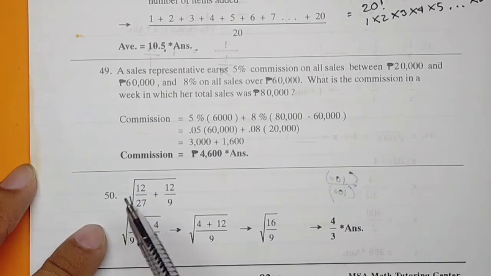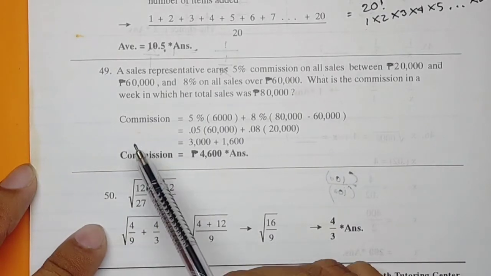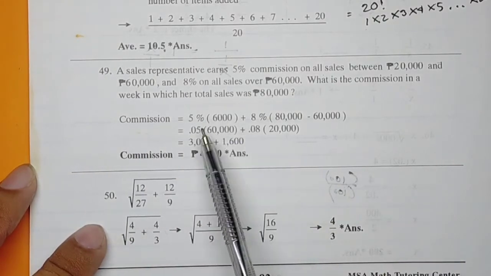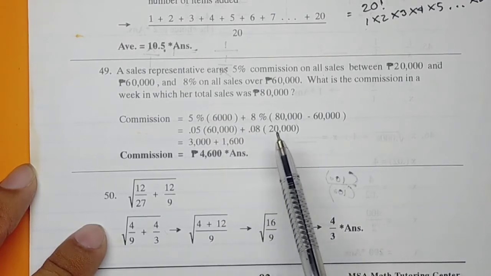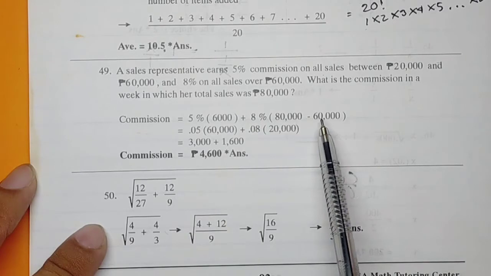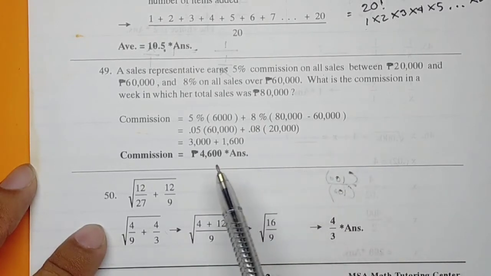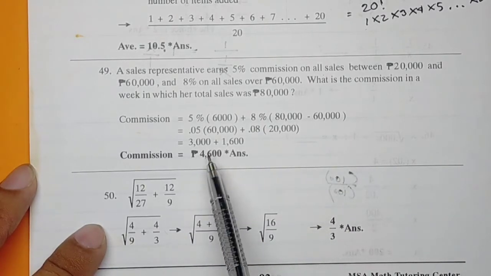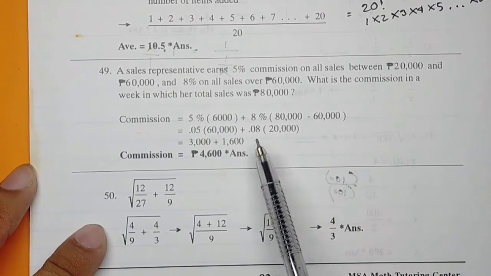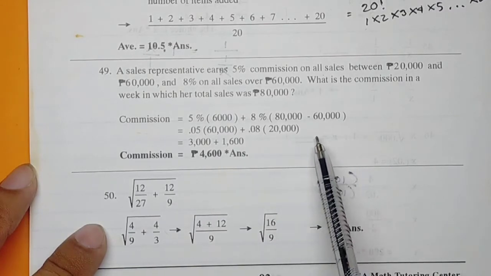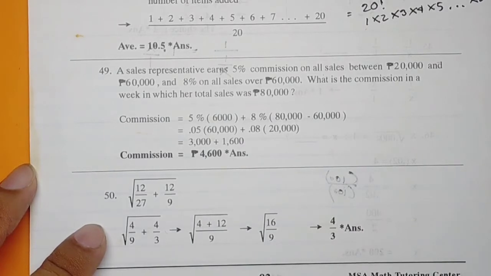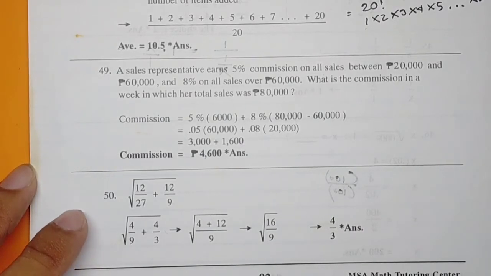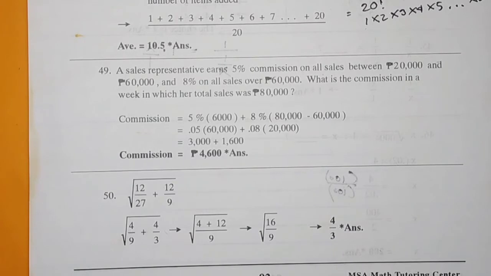So the commission will be represented as 5% of 60,000 plus 8% of 80,000 minus 60,000. Okay, so the result will be 0.05 times 60,000 plus 0.08 times 20,000. So his commission will be 3,000 plus 1,600. That will be 4,600 pesos. Okay.